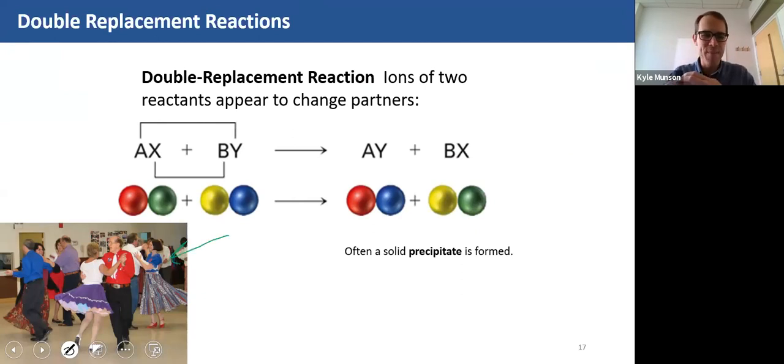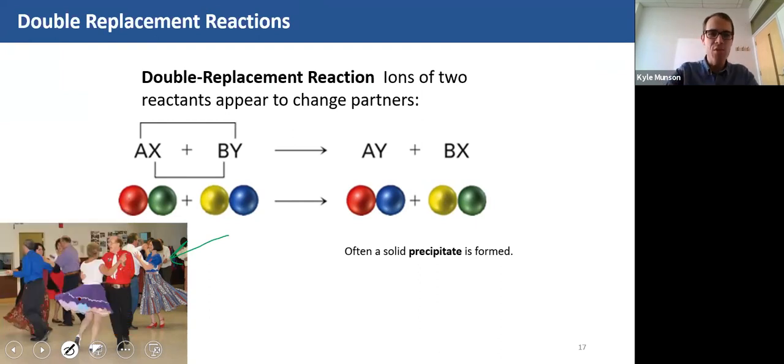I've never square danced, but my understanding is you change partners quite a bit in square dancing. Maybe I'm totally wrong. If anybody watching this video is a square dancing aficionado, you can let me know what's going on with square dancing. But my understanding is partners are switching all the time, okay? And like I said, maybe I'm totally wrong.